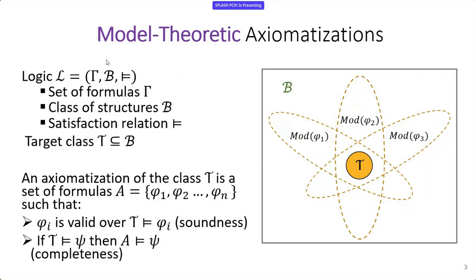So we can now look at the examples that I mentioned earlier in this setting. We can have the target class to be groups. The logic L could be equations with a binary operator for multiplication and a constant for identity. And then the axioms would be the usual group axioms. Another example is where T contains just the one model of natural numbers. L is first order logic with a binary operator and the constants 0, 1, and A consists of Presburger arithmetic axioms. And in this case, Presburger arithmetic is actually complete in this sense.